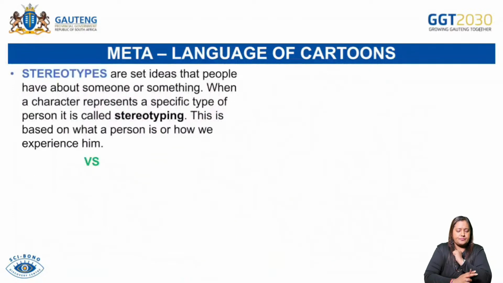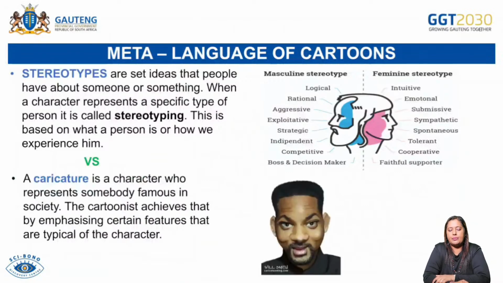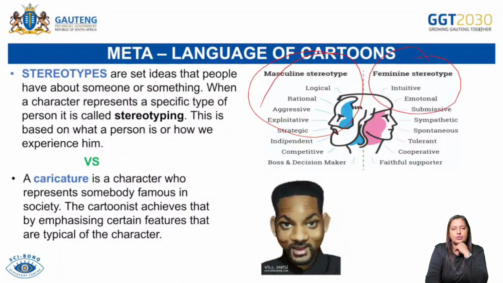Good. Then stereotypes. We're dealing with stereotypes versus your caricature, right? So your stereotypes, remember, is that general exaggerated viewpoint of a particular group of people or a person. So this is where we now have the showcasing of a person when tackling with stereotyping, and that aspect of stereotyping. So this is based on what a person is or how we experience him when we interact with him, right? So here is the idea of what happens in the masculine brain compared to the feminine brain.